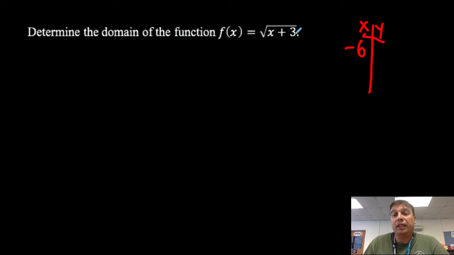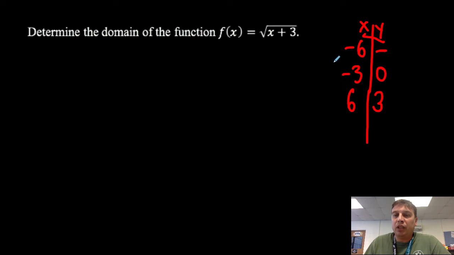-6 plus 3, that's going to give me a -3. Square root of -3. I can't do that. So what's the lowest value that I can use? Well, if I use -3, -3 plus 3, that's going to give me 0 underneath. Square root of 0, that's allowed. Okay, let's try a +6. 6 plus 3, that's going to give me 9. Square root of 9, that's 3.